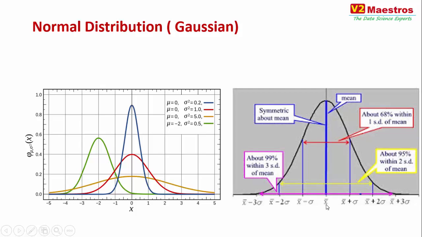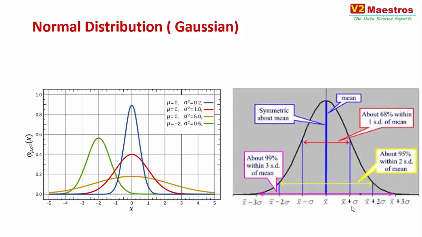Suppose in a data set the mean of the values is 5 and the standard deviation is 2. So x plus 1 sigma is 5 plus 2, that is 7. X minus 1 sigma is 3. So between 3 to 7, 68% of the values occur. So if the data set had 100 values with a mean of 5 and standard deviation of 2, 68 of them would be between the values 3 and 7.